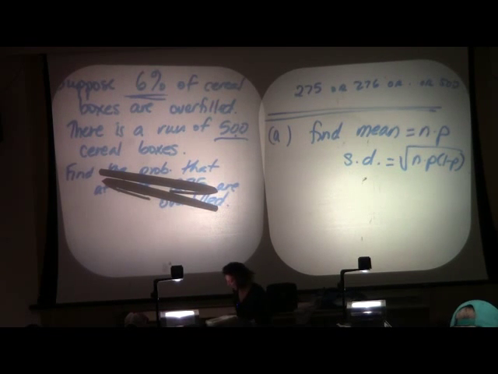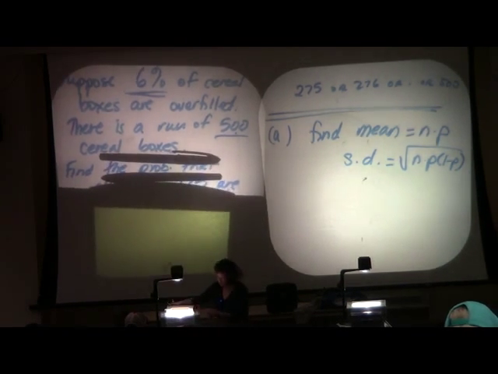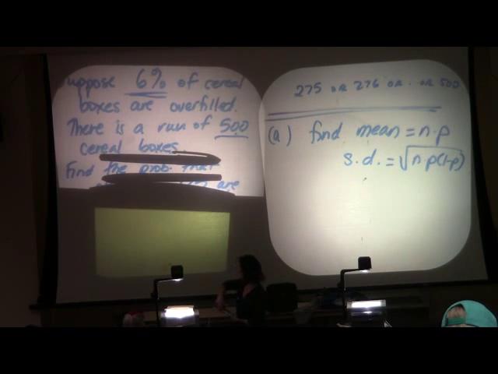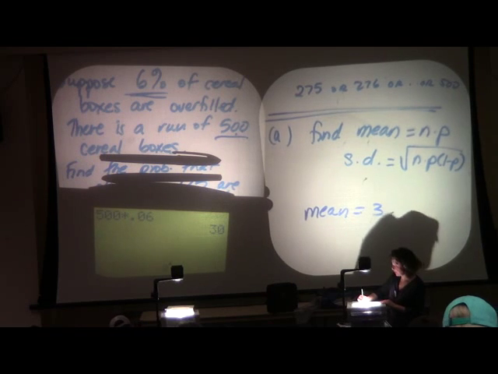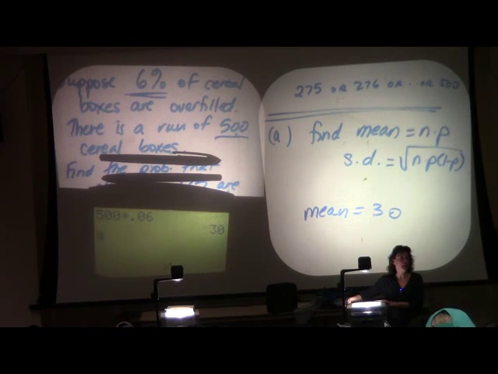In this case, how would you find your mean? What would you multiply? Good, you would take n, which is 500, times 0.06, which is p, and here our mean is equal to 30. That's about the expected number of overfilled cereal boxes that we're looking at. You all okay with that?